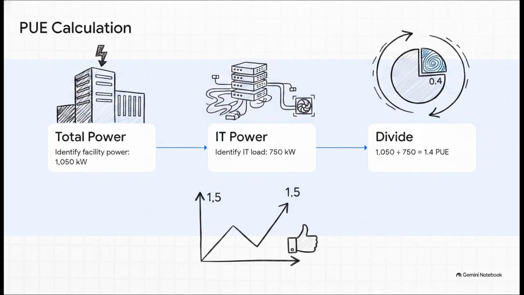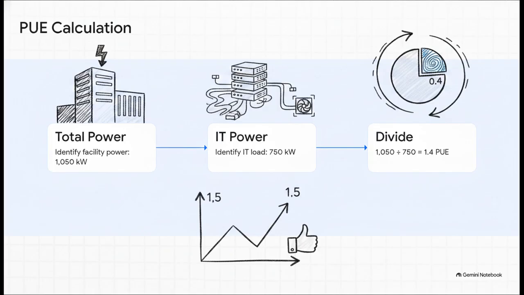Let's break down the math. Step 1, our total facility power is 1,050 kilowatts. Step 2, our IT equipment power is 750 kilowatts. Step 3, we simply divide 1,050 by 750, giving us a PUE of 1.4.